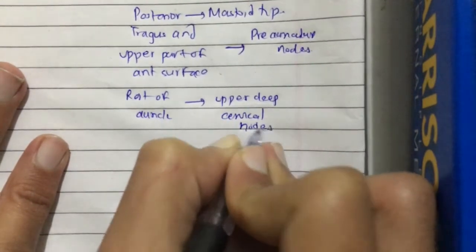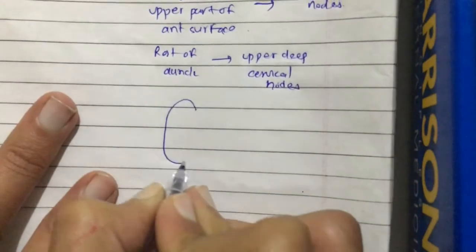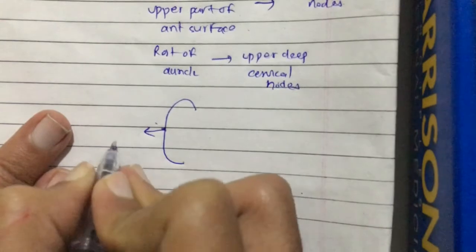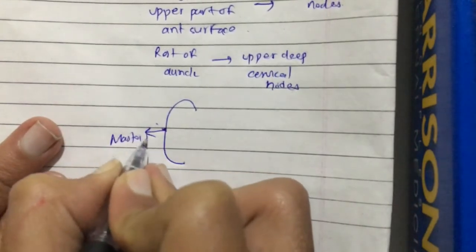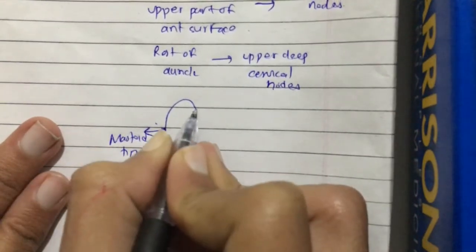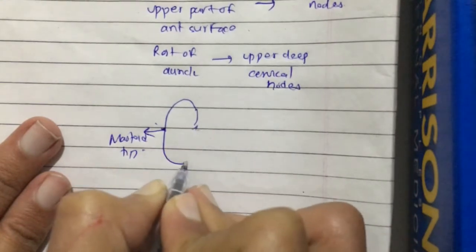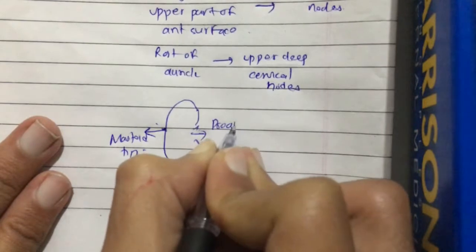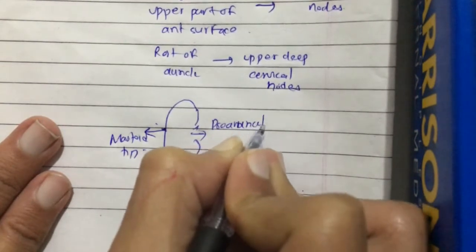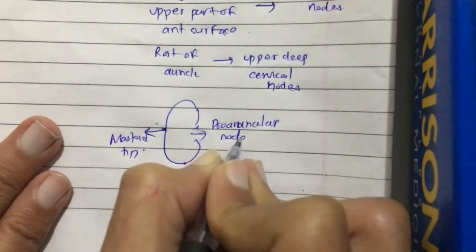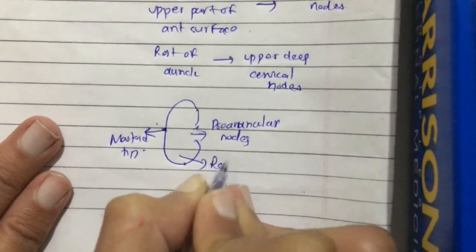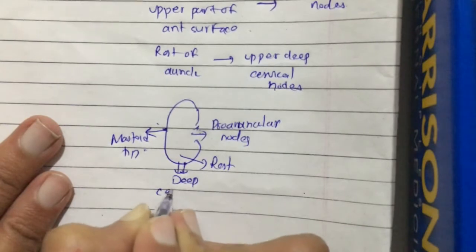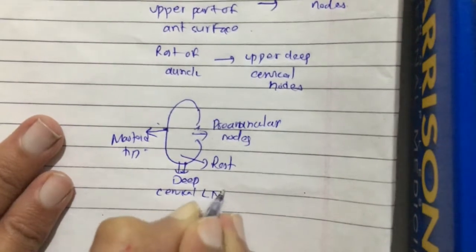So it is very easy. The posterior part, what is nearer to the posterior part? Mastoid. So it drains into the mastoid tip. Anterior part, what is nearer to the anterior part? That is the preauricular lymph node, and the rest of the pinna drains into the deep cervical lymph node.